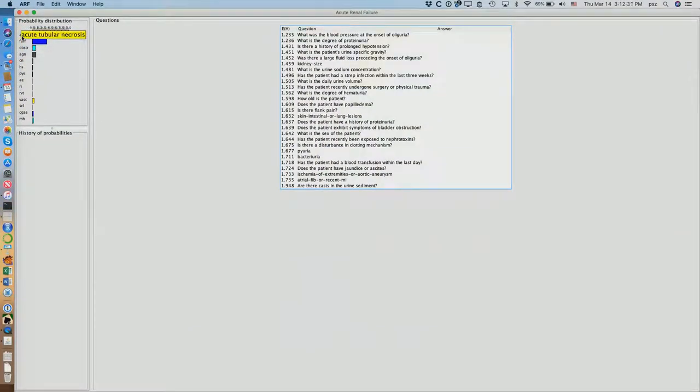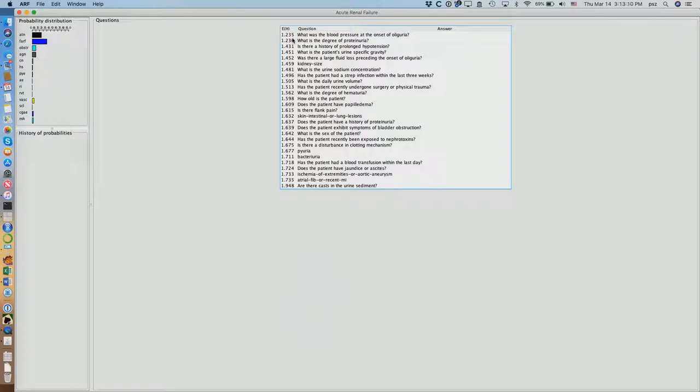These are the potential causes of stopping to pee: acute tubular necrosis, functional acute renal failure, urinary tract obstruction, acute glomerulonephritis, etc. And these are the prior probabilities. Now, I have to warn you, these numbers were, in fact, estimated by people sticking their finger in the air and figuring out which way the wind was blowing. Because, you know, 1973, there were not great databases that you could turn to. And then these are the questions that were available to be asked.